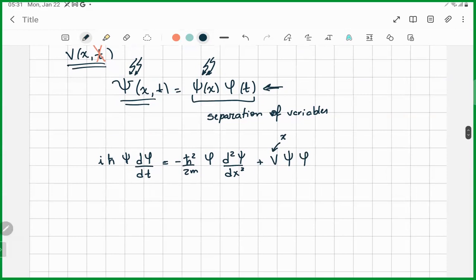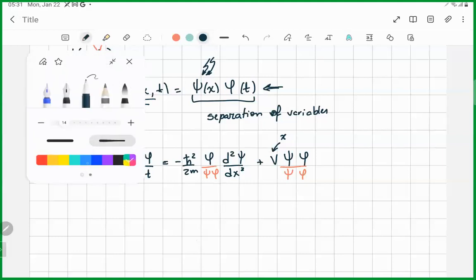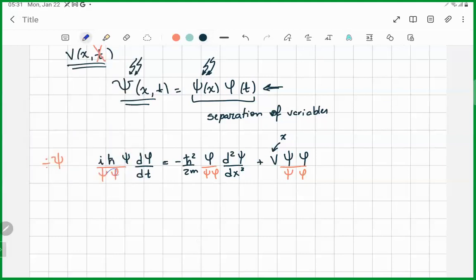Okay, now what can we do with this? How is this going to help us? I'm going to now divide this equation by the whole wave function. So I'm going to divide by the product, which is the whole wave function. And what happens now? You see that we can now simplify certain terms. For example, we can simplify the psi here. On the right side, we can simplify the phi, and here we can simplify all of them.